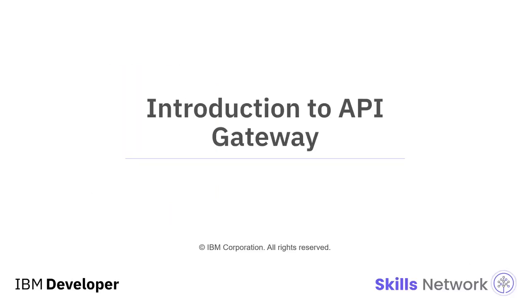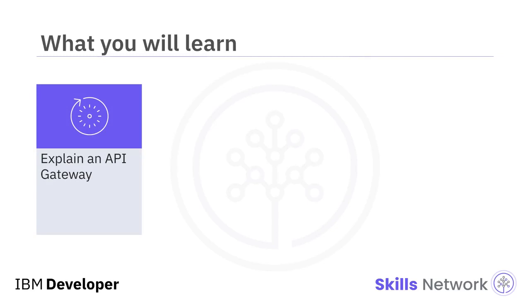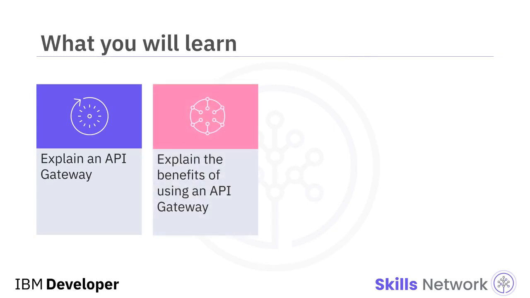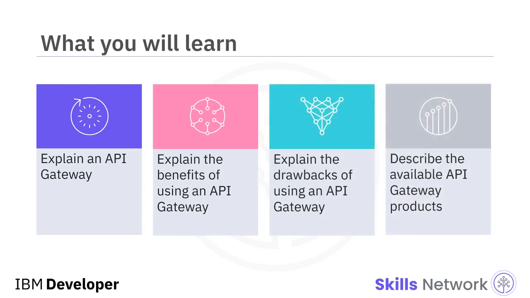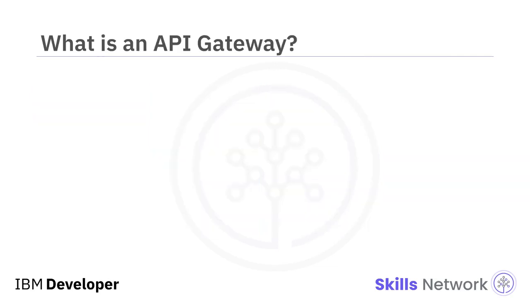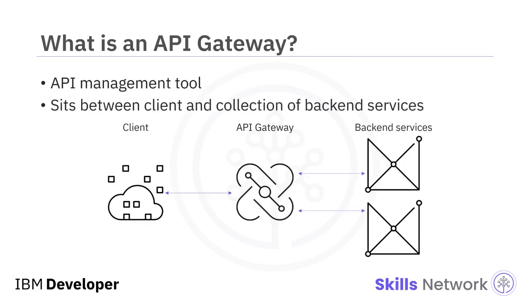Welcome to Introduction to API Gateway. After watching this video, you will be able to explain an API gateway, explain the benefits of using an API gateway, explain the drawbacks of using an API gateway, and describe the available API gateway products. An API gateway is an API management tool that sits between a client and a collection of back-end services. It aggregates the various services required to fulfill them and returns the appropriate result.